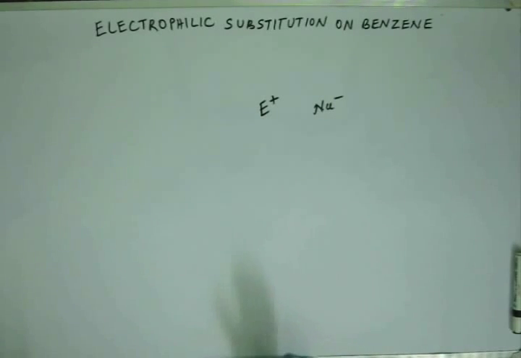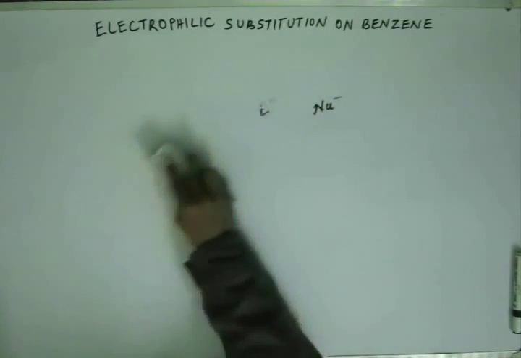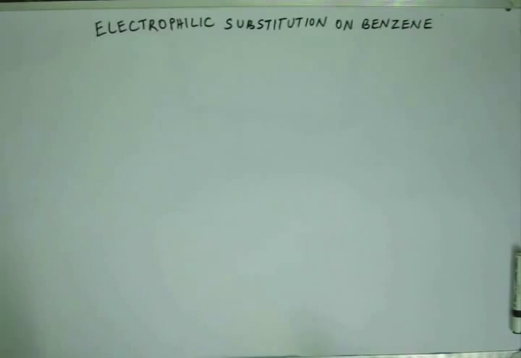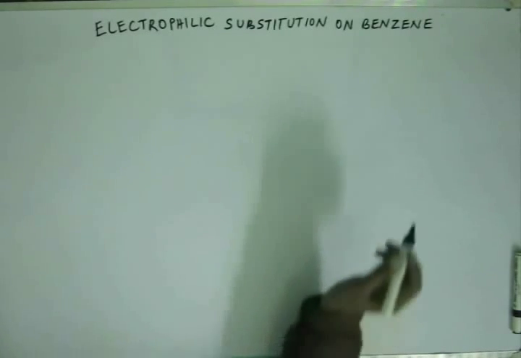Now in this reaction there's something to do with E plus. Electrophile will be initiating the reaction. Substitution means something will come and something will go. Something will substitute something, and we'll see what substitutes what. The reaction is mostly on benzene. Benzene is a stable compound, and all the reactions in this topic will be on benzene or benzene derivatives. So the first question that will pop up in your head is: why electrophilic substitution, why not nucleophilic substitution?